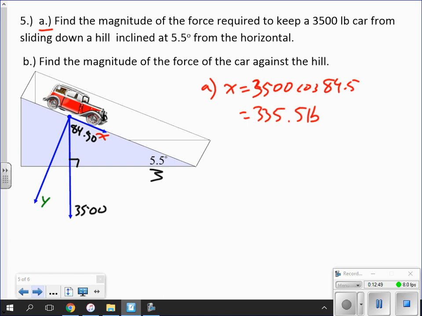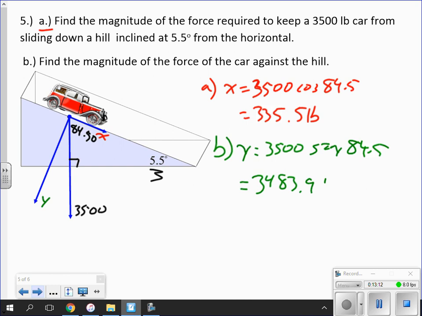So the brakes are holding it. There's 335 pounds of force against the brakes. And then for the Y coordinate, the amount pushing against the hill, Y is equal to 3,500 times the sine of 84.5. And we have 83.9 pounds pushing against the hill. Break it down into its parts. All right.